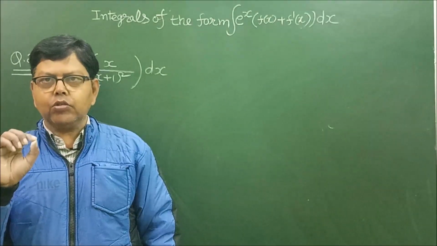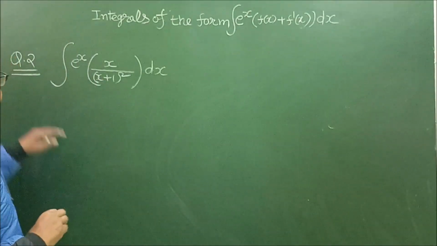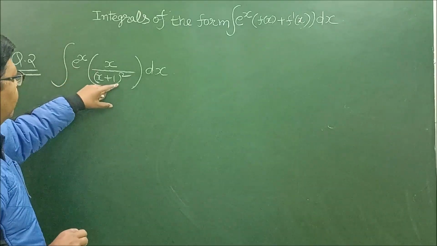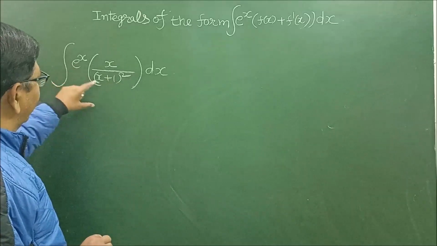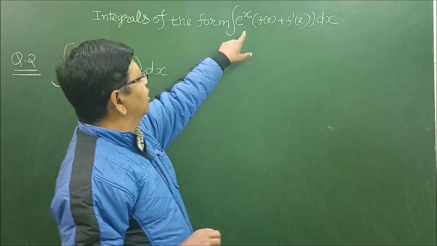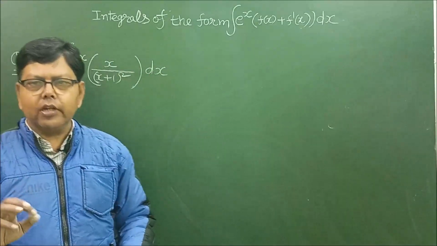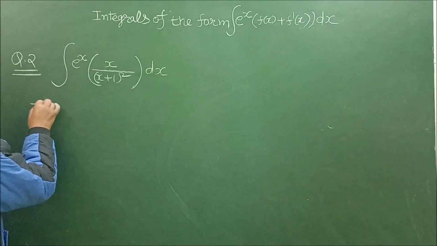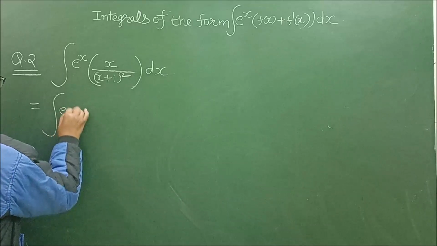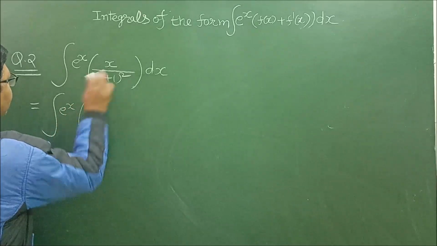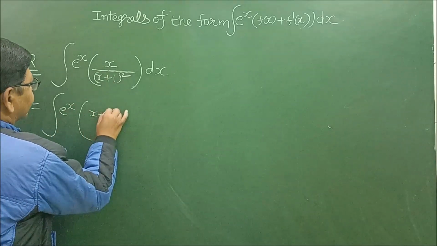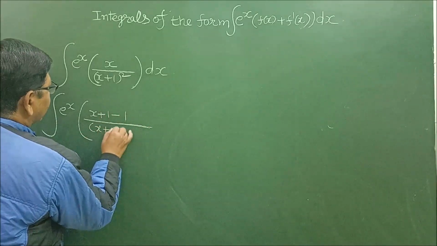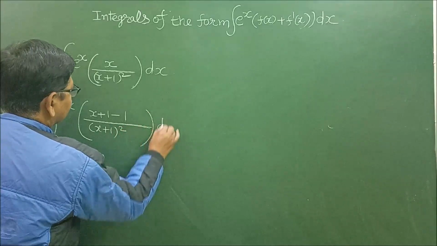Next question, question number 2. Find the integral of e raised to the power x, x upon (x plus 1) whole square dx. So let us try to bring it in this form, e raised to the power x, the function plus its derivative. So इसको थोड़ा सा हम अरेंज करके लिखेंगे e raised to the power x, and I can write x as x plus 1 minus 1 upon (x plus 1) whole square dx.